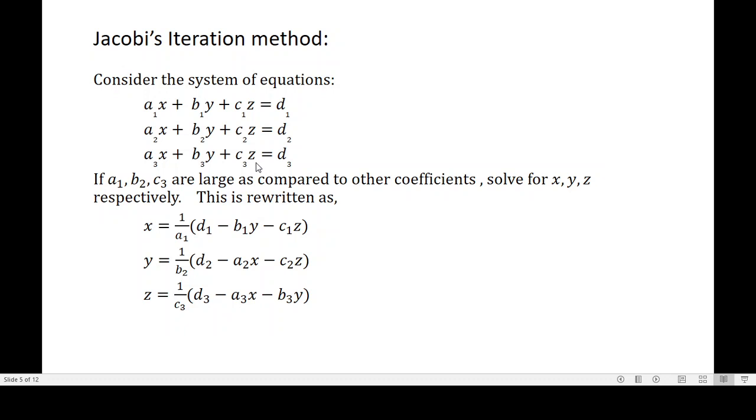Now consider the third equation. Let us calculate z. c3 z is equal to d3 minus a3 x minus b3 y. Therefore, z is equal to 1 divided by c3 multiplied by d3 minus a3 x minus b3 y. So given a system of equations, we rewrite the equations in this form. That is the first step. Okay.